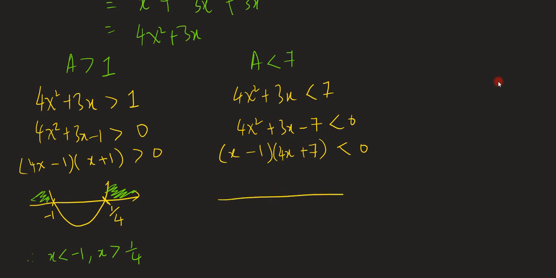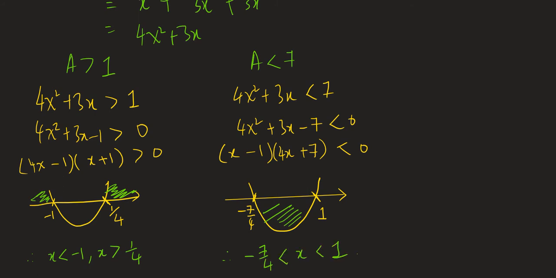And the second one, I draw my straight line. Once again, it is a happy face, like this. And then we can see here, this is -7/4. This is 1. And now it is less than 0. So I want the region below the x-axis. Now I want here. Alright. So from here, we get -7/4 < x < 1. This is our range.